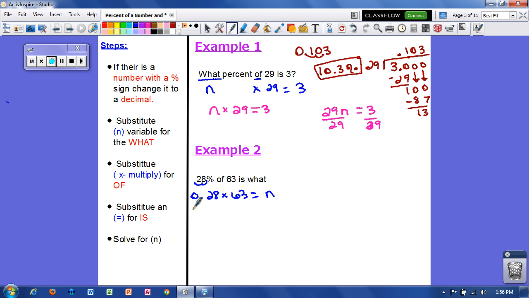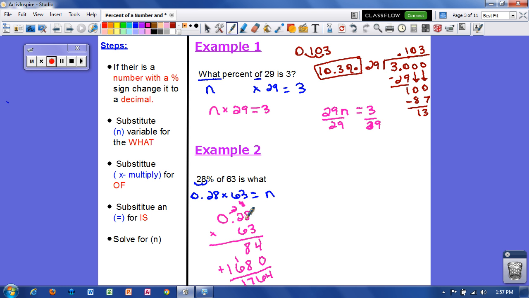Well, that's pretty simple. All we have to do is multiply those together. So let's go ahead and do that. So we have 0.28 times 63. So 8 times 3 is 24. Carry my 2. 2 times 3 is 6. Plus 2 is 8. 0 times 3 is 0. I'm going to put my 0 here. 8 times 6 is 48. I carry my 4. 2 times 6 is 12. Plus 4 is 16. And then 0 times 6 is 0.